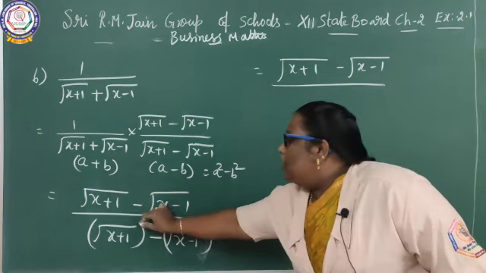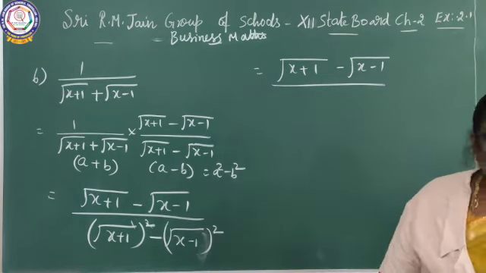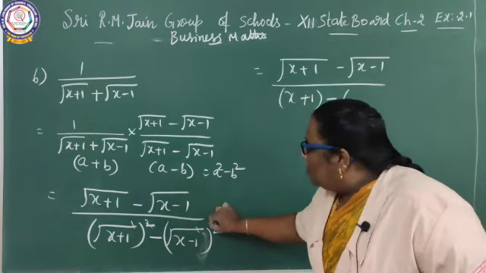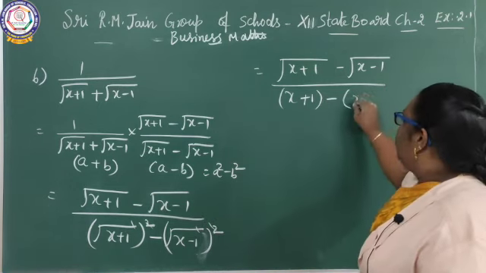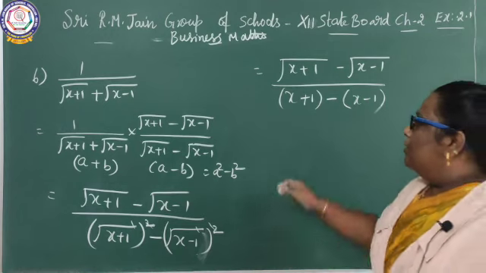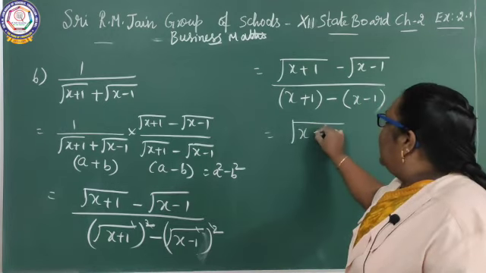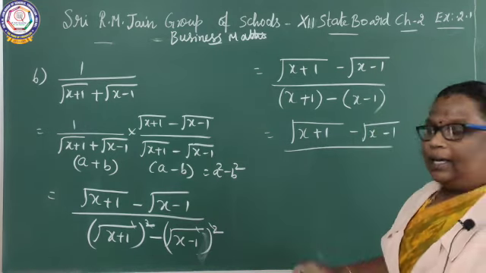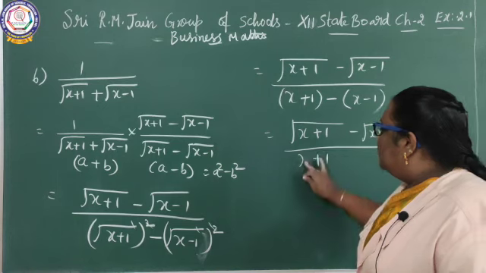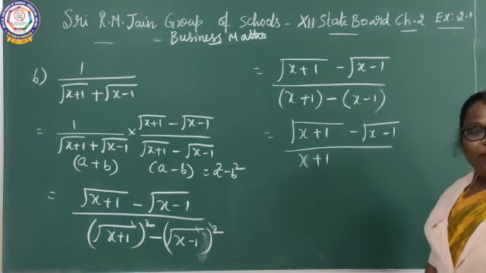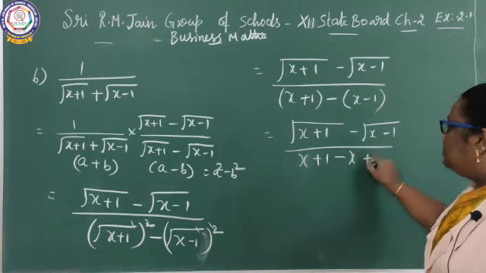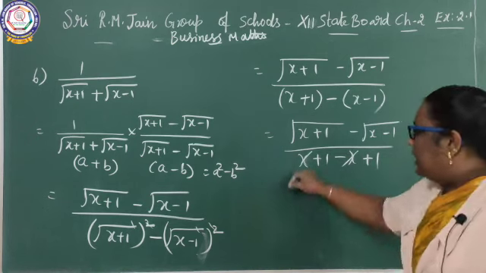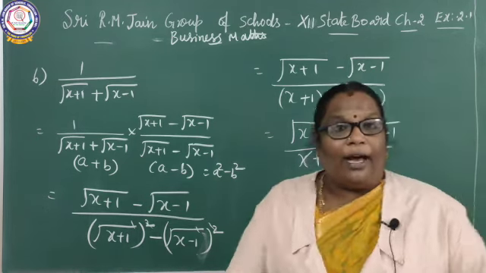A square means root and square get cancelled. What is the value you are getting? X plus 1 minus the same root and square get cancelled. What is the value you are getting? X minus 1. So it gives root of x plus 1 minus root of x minus 1 by x plus 1 minus x plus 1. You can bring it inside, x plus 1 minus x plus 1 into plus minus x plus 1. x gets cancelled. So what is the value for this?